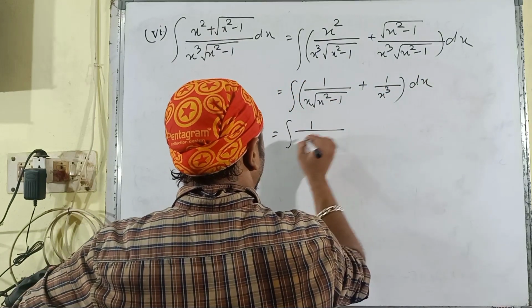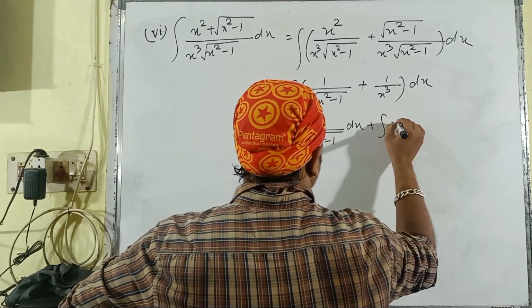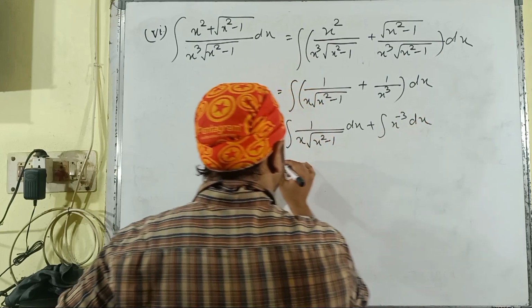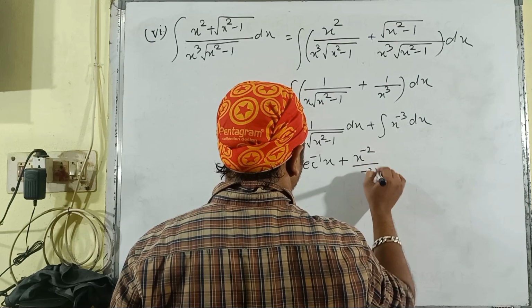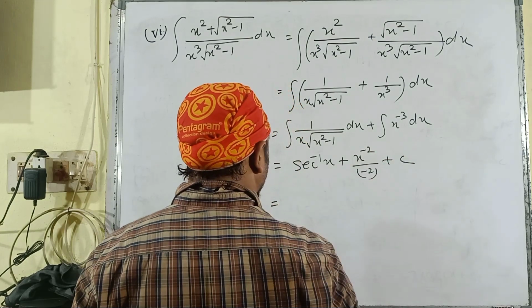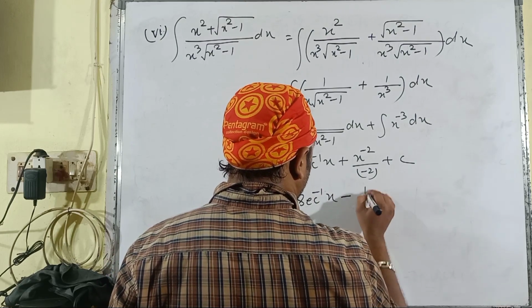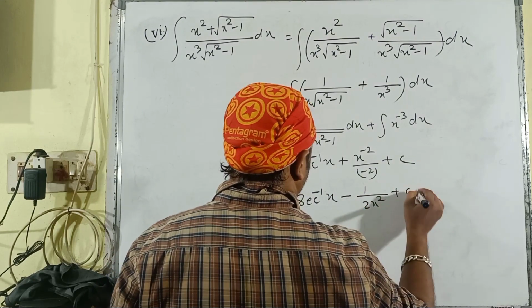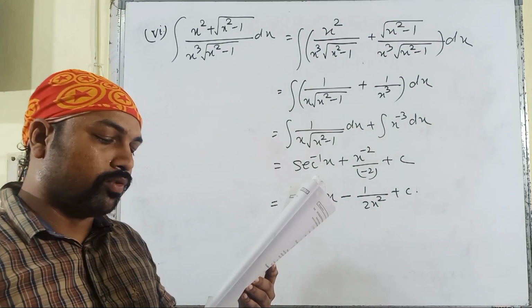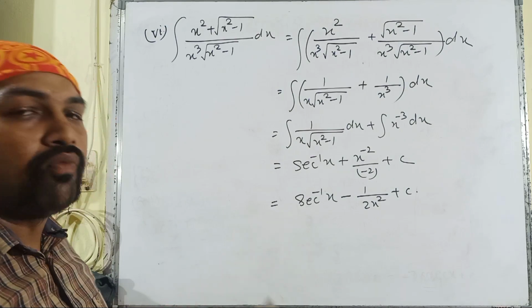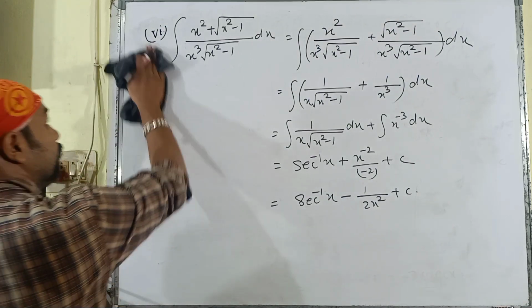Then it is integral of 1 upon x multiplied with the square root of x square minus 1 dx plus integral of x to the power minus 3 dx. It is sec inverse x plus x to the power minus 2 divided by minus 2 plus c, and that will be sec inverse x minus 1 upon 2x square plus any constant c, and that is the sixth bit of number 4. Then moving to the last bit of exercise 9a, so that we can conclude our video session for today.